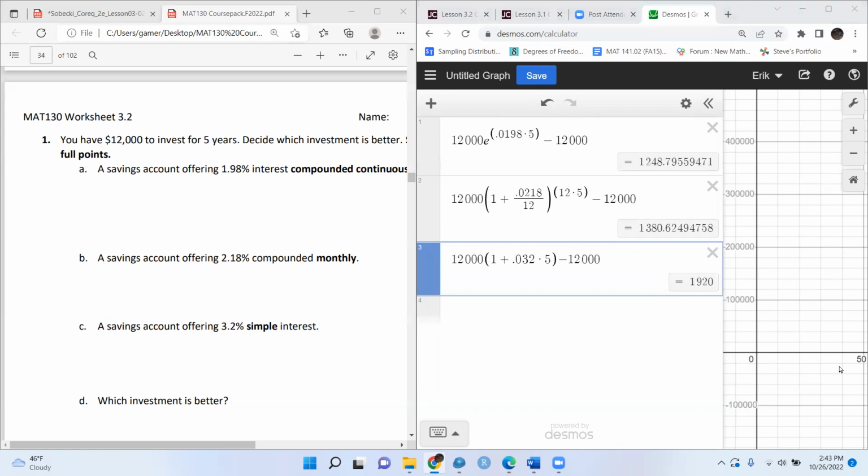Okay, no worries. Does it surprise you that the simple interest is the best option and kind of by far? Like you make an extra $600 with that one.